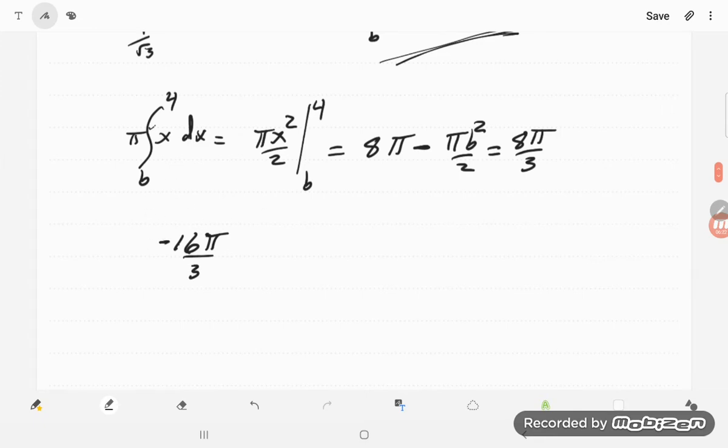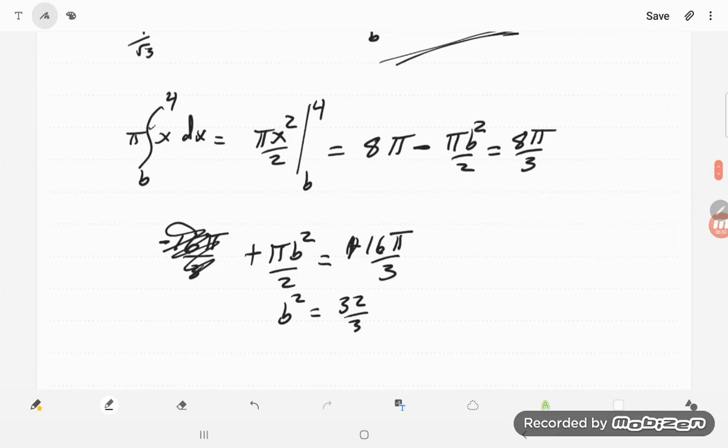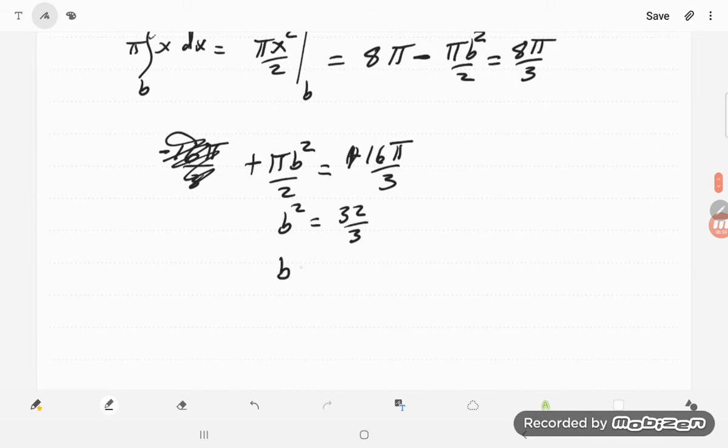Sorry, negative. Sorry, I'm writing this poorly for you. Minus pi b squared over 2 is equal to negative 16 pi over 3. I make those plus. Divide both sides by pi, and multiply both sides by 2. And we get that b squared is 32 over 3. And so b is the square root of 32 over the square root of 3.